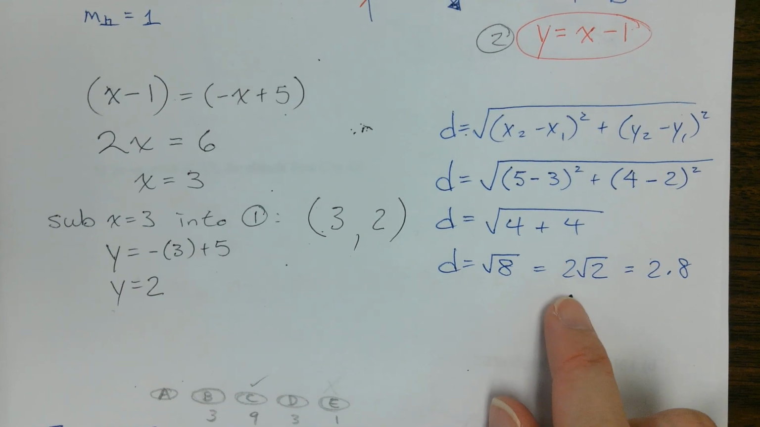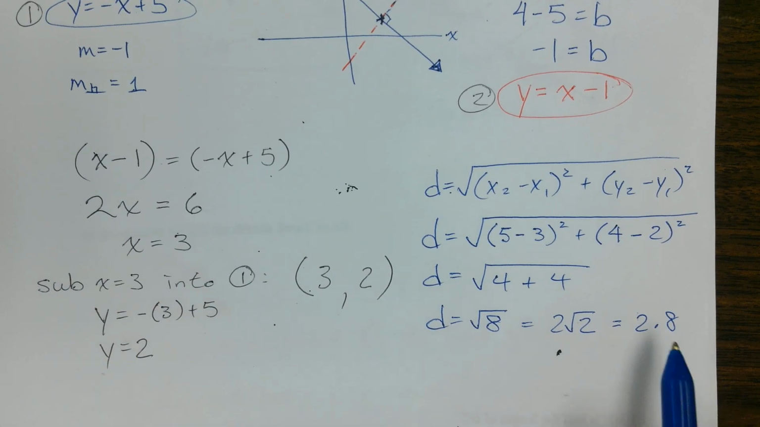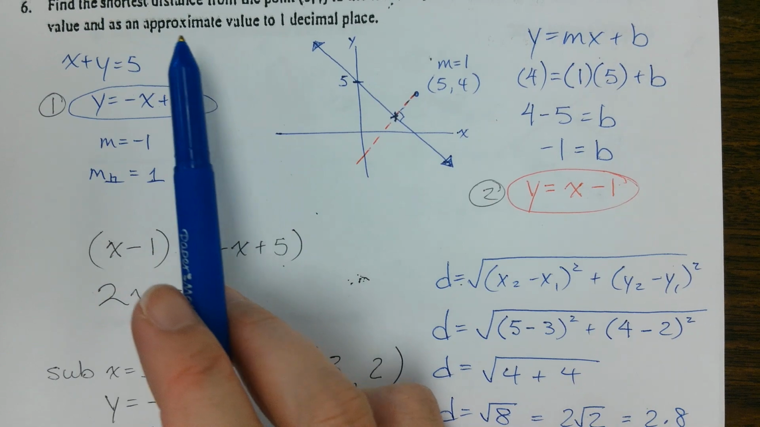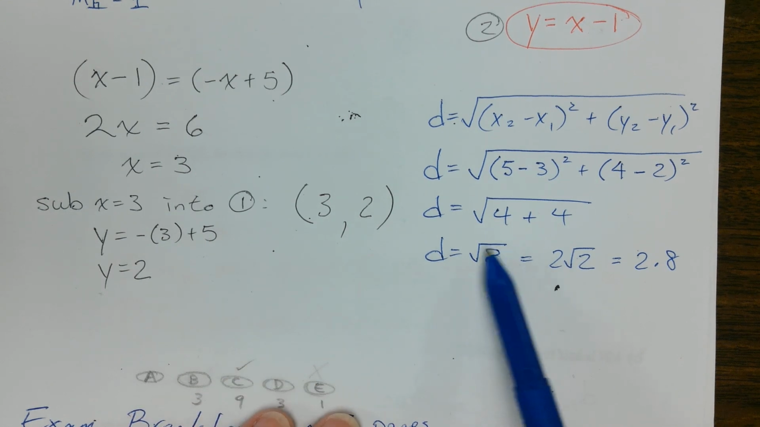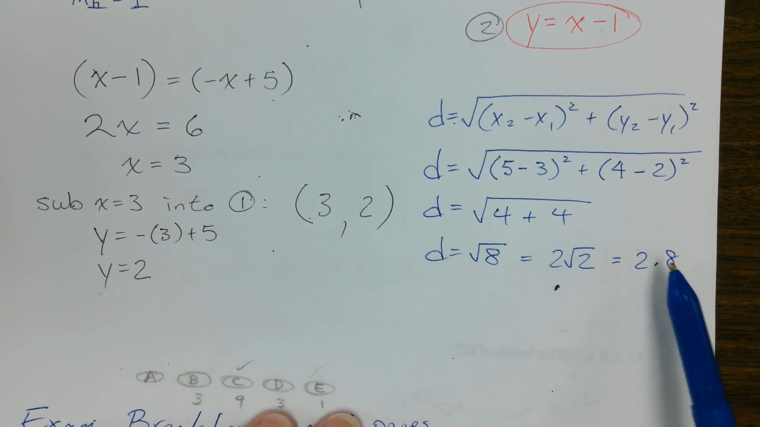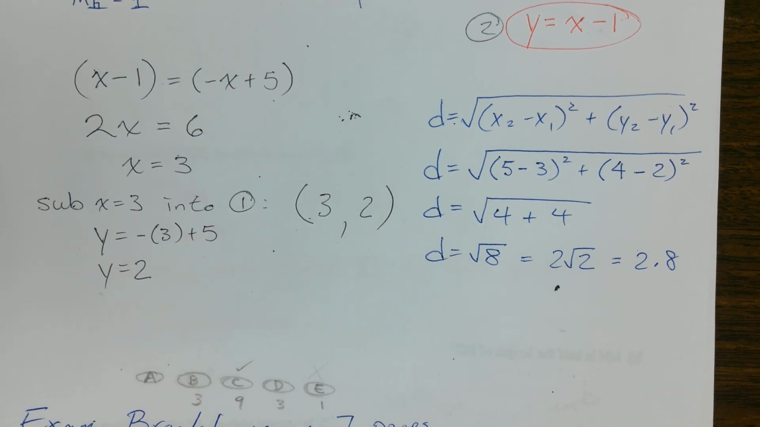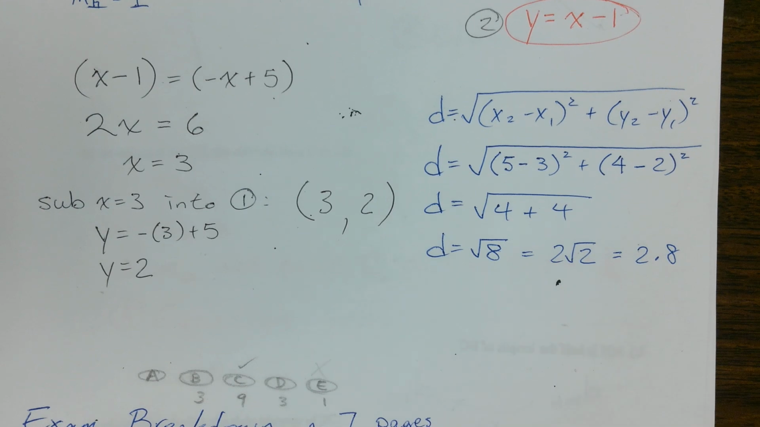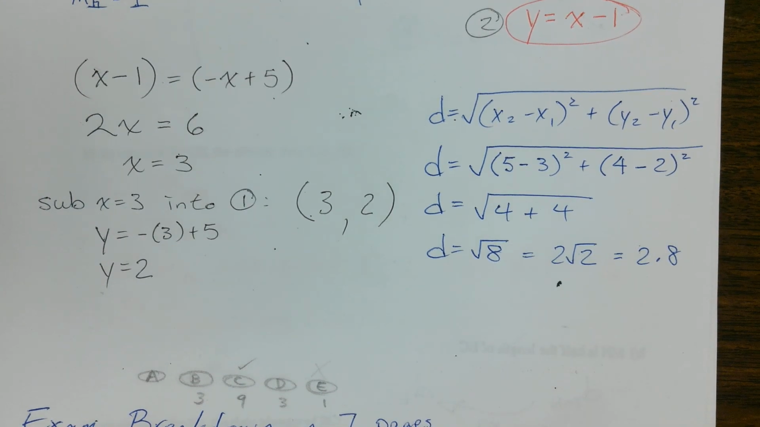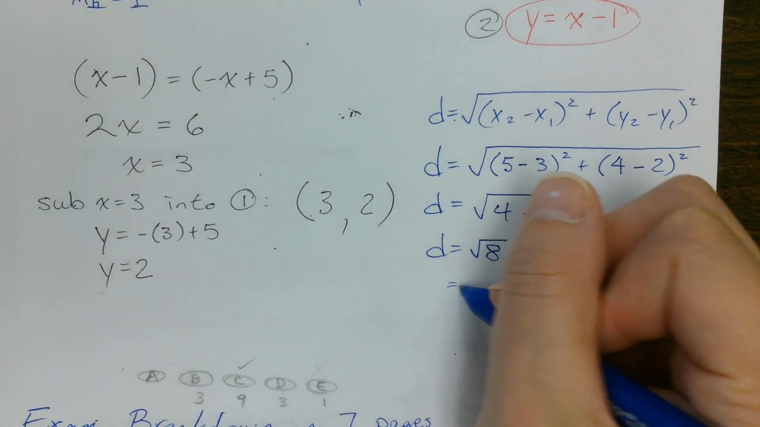Okay. So that's what it means by express the distance as an exact value. So this radical is the exact value. And then to 1 decimal place, it will be 2.8. If you just leave it like this, or like this, or like this, it's fine. You'll learn that in grade 11.